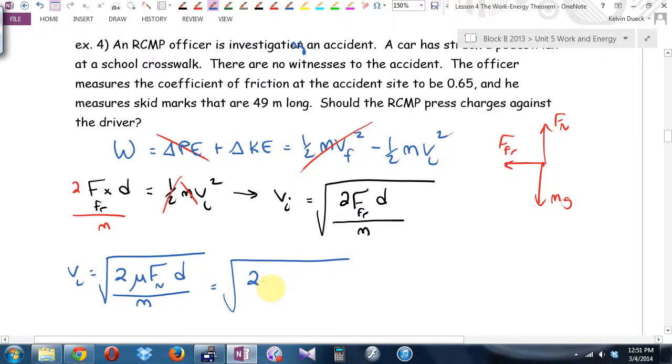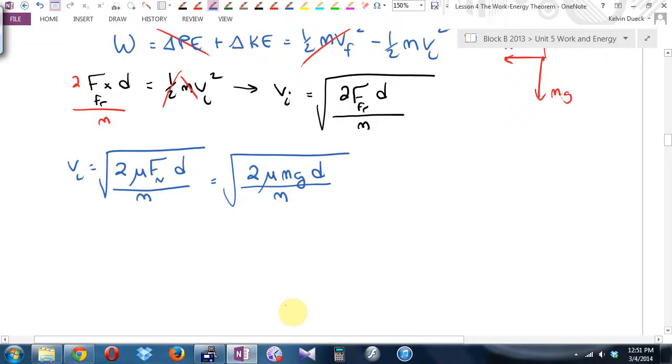So this is going to be, and I'm willing to bet, I don't know if any of you are going into the RCMP Academy or anything like that? If any of you go into accident investigation, I would assume this is one of the equations you end up memorizing. It's going to be mu mg times the distance divided by m. Let's plug in numbers.